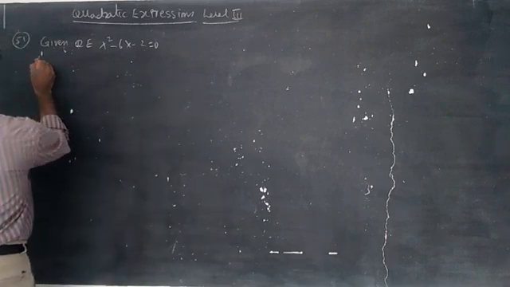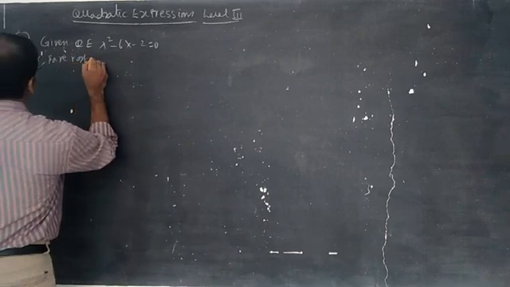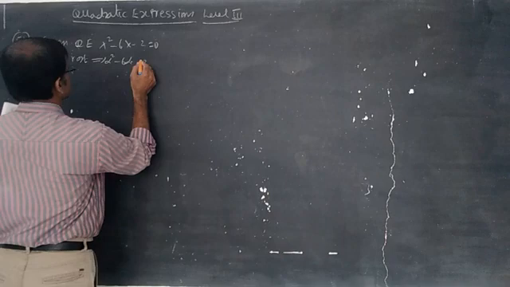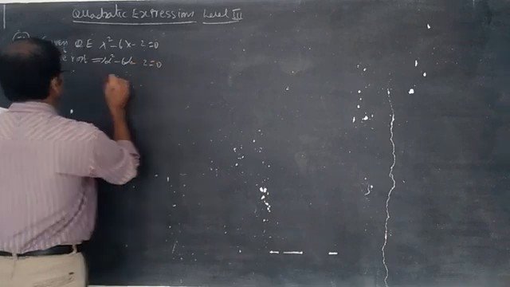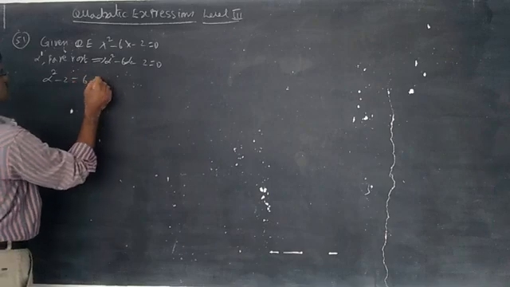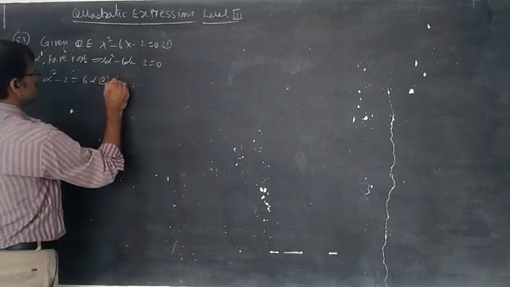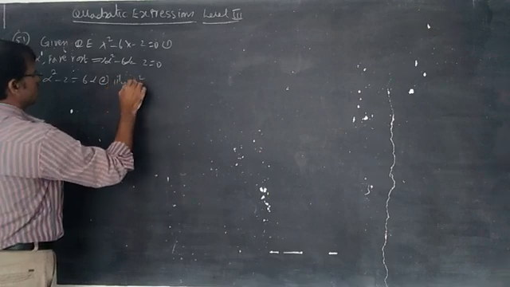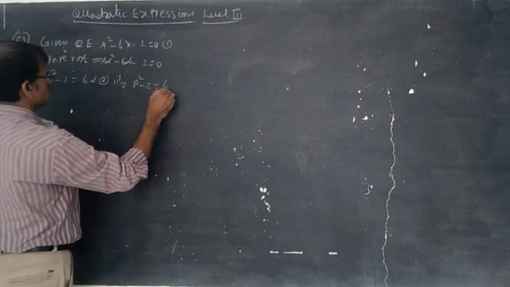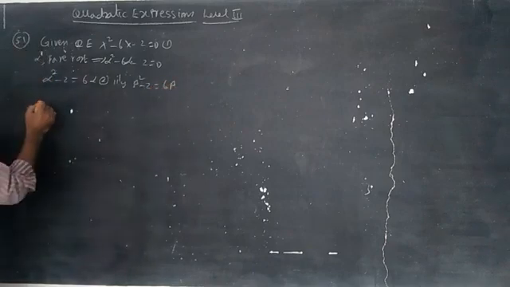So alpha, beta are roots. That implies alpha square minus 6 alpha minus 2 equal to 0. Alpha square minus 2 is equal to 6 alpha. This is 1, this is 2. Similarly, in the same way, you can write beta square minus 2 is equal to 6 beta. That's all. That is the hint.